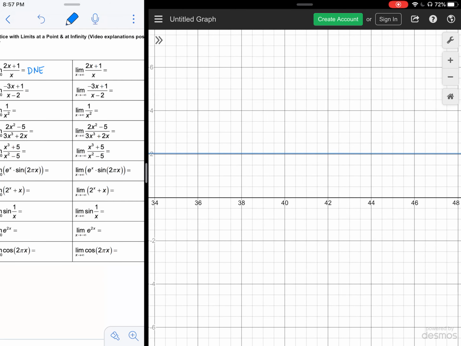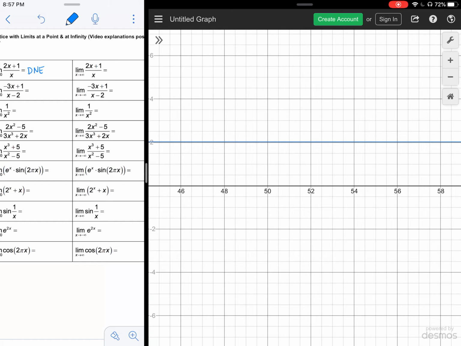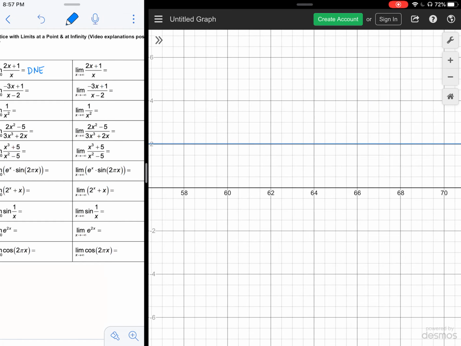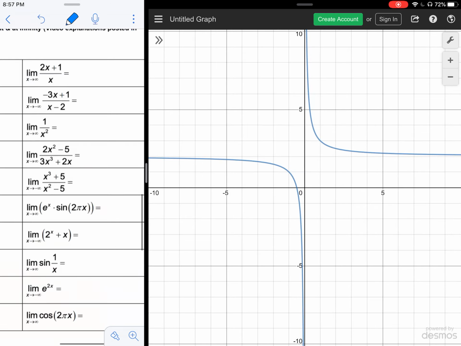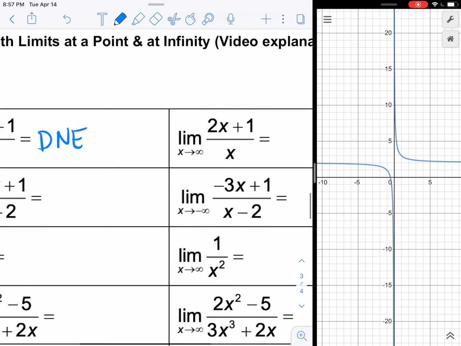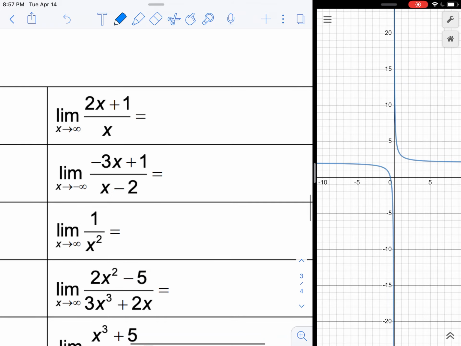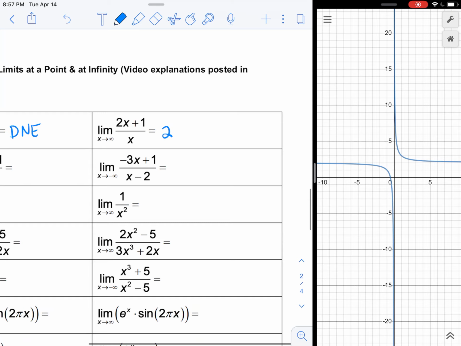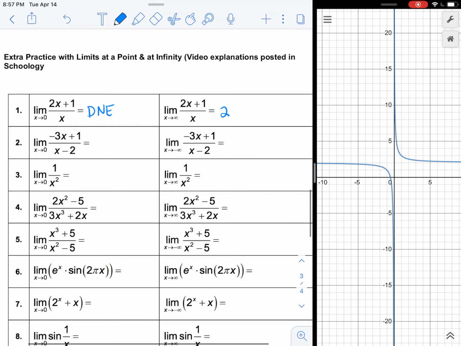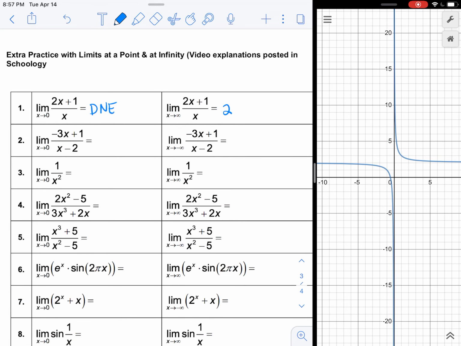So this line right here is the line at 2, and this graph is leveling off at 2. As x goes far, the answer you want is not an x value, but a y value. What is y doing? And so I would say that the limit as x goes to infinity of 2x plus 1 over x is 2. So the right end behavior, that would be a horizontal asymptote. It's leveling off at 2.